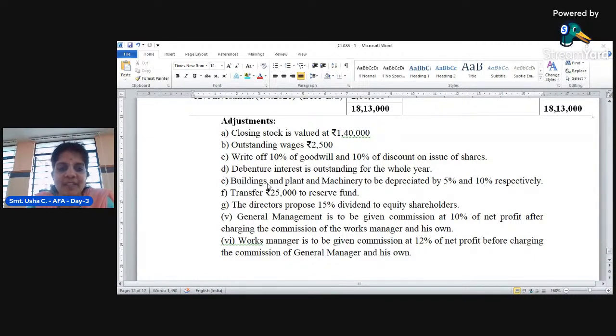Take an example. The first item is closing stock. Closing stock is valued at rupees 1,40,000. This 1,40,000 of closing stock is first recorded in the cost of goods sold. While calculating the cost of goods sold, that item will be shown in the profit and loss account, right? The other is shown in the balance sheet under current assets as closing stock. Do you know that closing inventory or closing stock is taken in the current assets of the balance sheet?